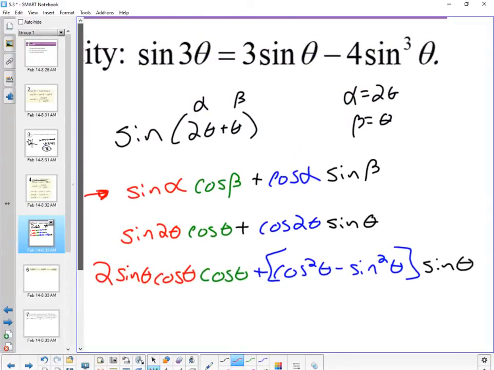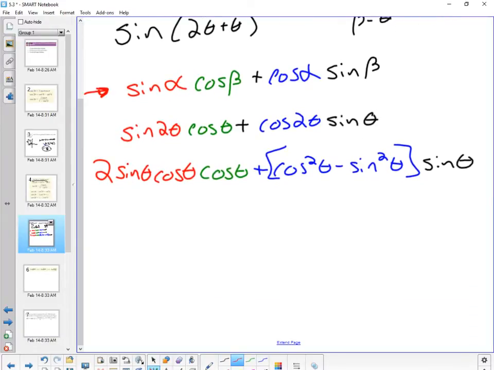Now, I want you to know where I'm going with this. You see the right side is all in sine? I'm going to try to turn everything into a sine somehow. So, I'm going to look at this red part. Cosine, that's going to become what? Cosine squared, correct?